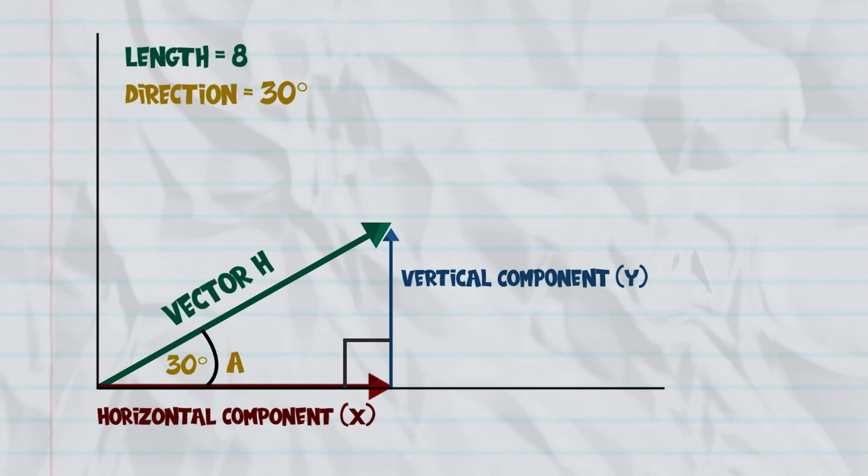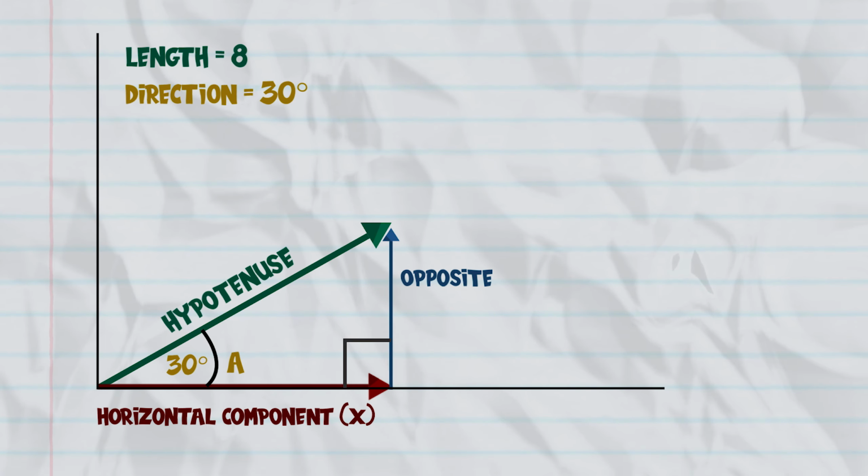Now, thinking back to your days of geometry, or if you were brighter than me, trigonometry. The hypotenuse is the longest side of a right triangle. The side directly across from the angle is called the opposite. Lastly, the side directly next to the angle is called the adjacent. That said, we can use standard trigonometry to figure out the vertical or opposite and horizontal or adjacent components.